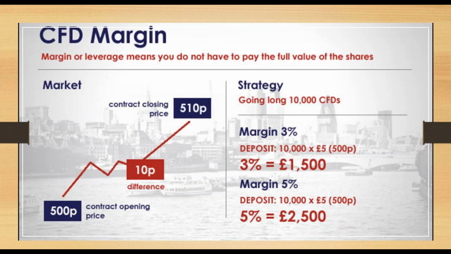So CFD margin, now, depending on the broker you're trading with and the particular class of the asset, there are different leverage amounts. Okay. But say, for instance, you bought a contract at 500p and it went up to 510p. The difference was 10p. Well, at 500p, you could only afford a couple. But if you were going along using margin, you would only have to put up 3% or 1,500 pounds to tie up 10,000 pounds worth of that CFD. So your net profit would be a lot higher, so you can obtain a lot more of that asset to trade with.